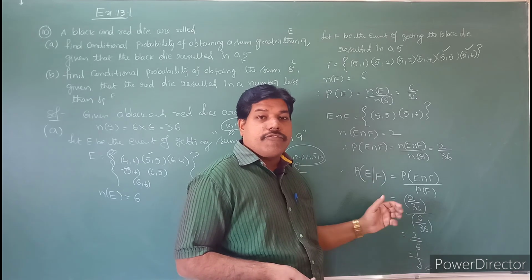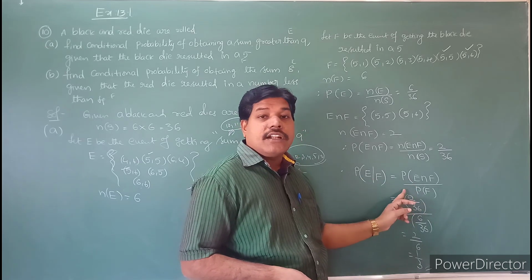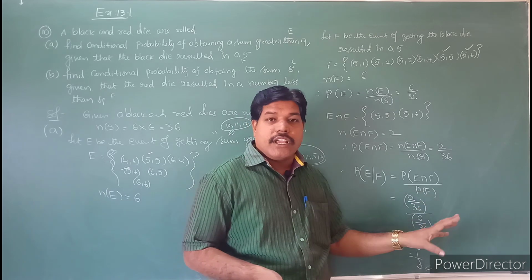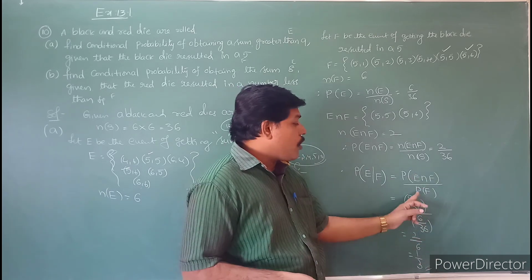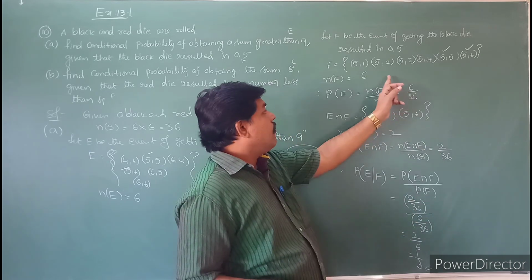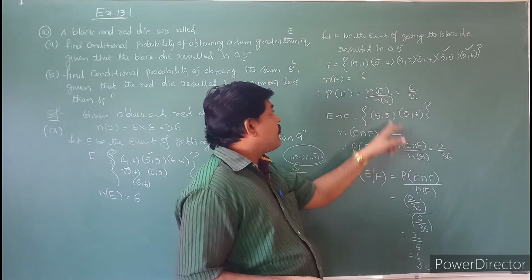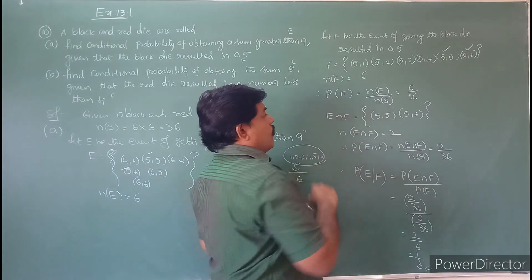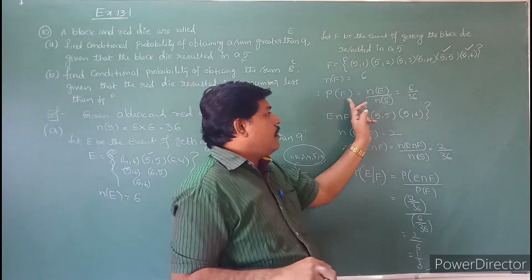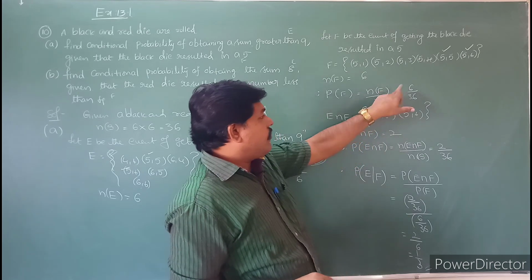Probability of E given F is nothing but probability of E intersection F divided by probability of F. Probability of E intersection F is 2 by 36, and probability of F is, it is not the probability of E, it is the probability of F.